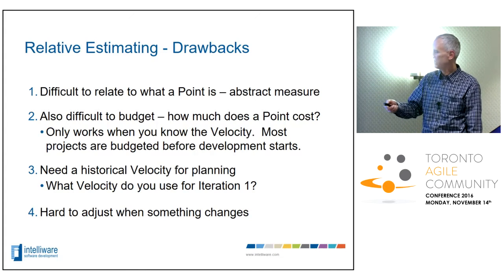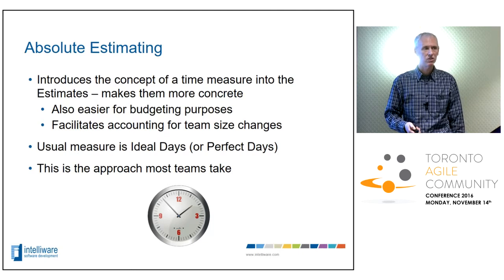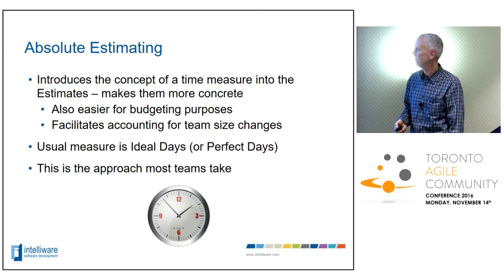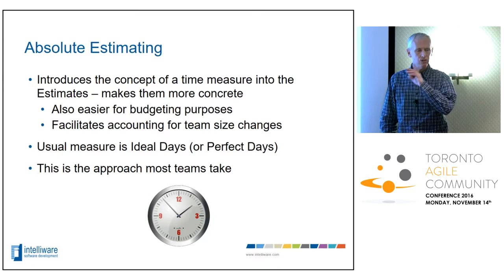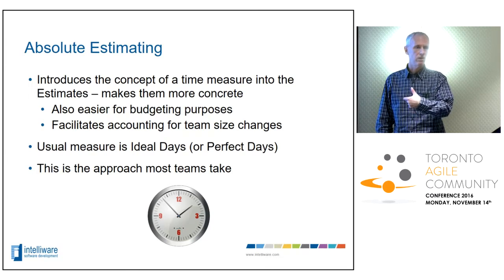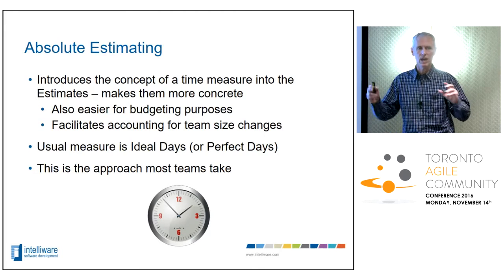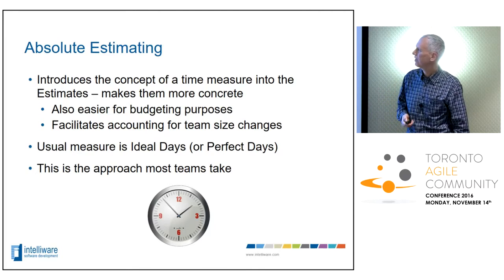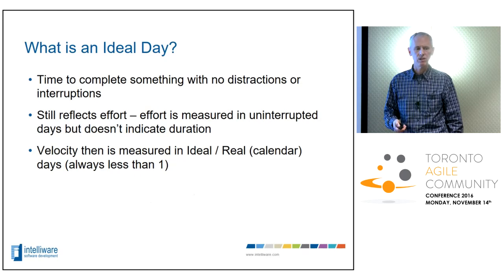So most teams end up doing what I call absolute estimating, in that they try and stick a time measure onto their estimates. And that comes out in this idea of an ideal day. An ideal day is basically a level of effort across a particular time frame, in this case a day. So an ideal day is one day of uninterrupted work. It's the time to complete something with no distractions and interruptions. It still reflects effort, but it's just given in terms of a time frame.